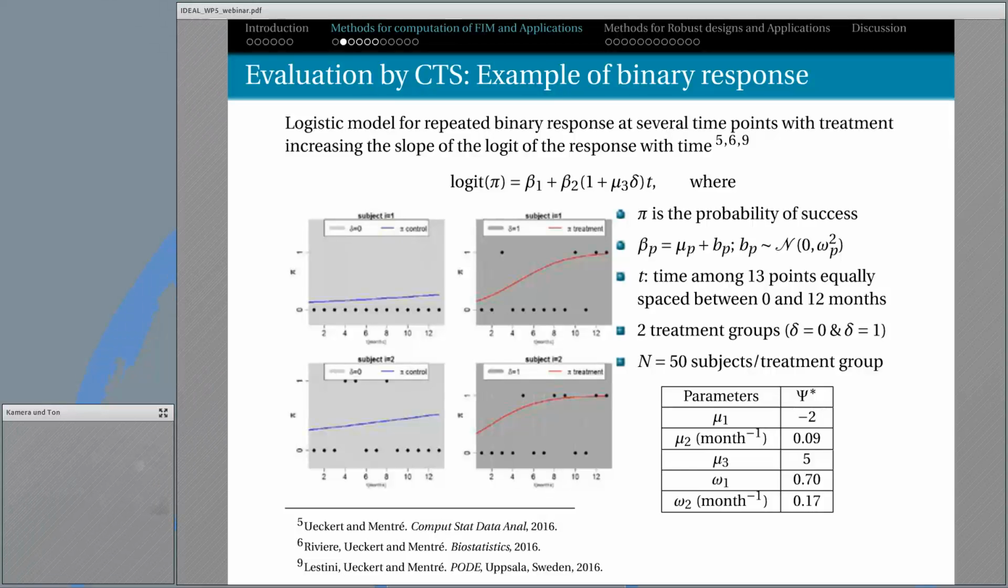We assume that each beta is a fixed effect plus a random effect with a normal distribution. We assume that we observe the patients during 1 year, so 12 months. So T, the observation times, are equally spaced between 0 and 12. We assume that we have 50 subjects per treatment group. And these are the parameters for beta 1, beta 2, beta 3, the variability on beta 1, the variability on beta 2, and here are the standard deviations. This is our first example.